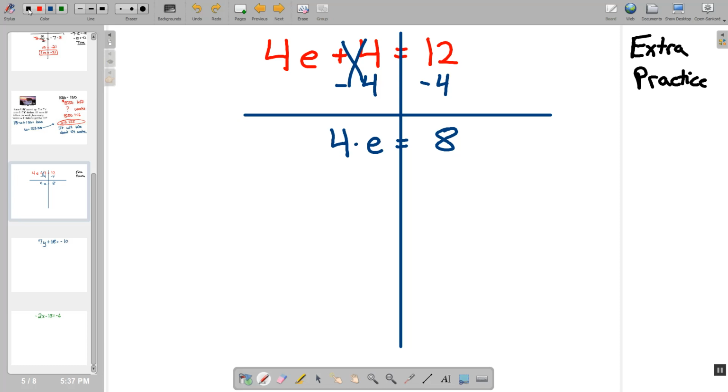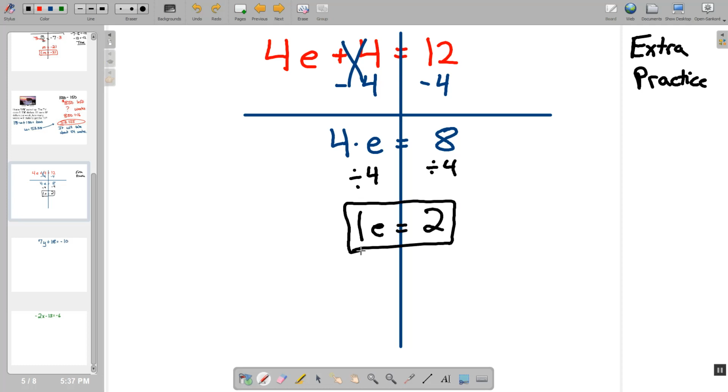Now I ask myself once again, what is the 4 and the e doing to each other? In this case, they are multiplying. So we are going to divide both sides by 4. 4 divided by 4 is 1. So I get 1e equals 2.